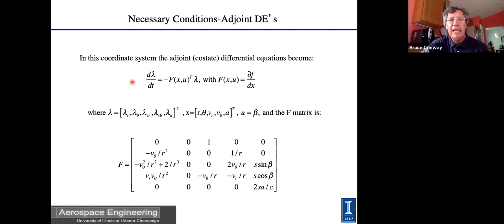Okay. In this case, the differential equations for the co-state variables are given by this equation, and the F matrix that you see in there is this. So you can see that the differential equations for the co-states are linear in the co-state variables, but nonlinear in the states. So we've significantly complicated the problem, but there's no way to avoid that.